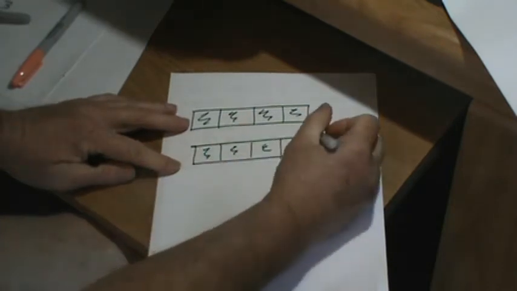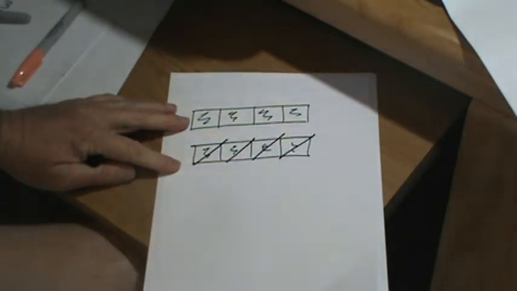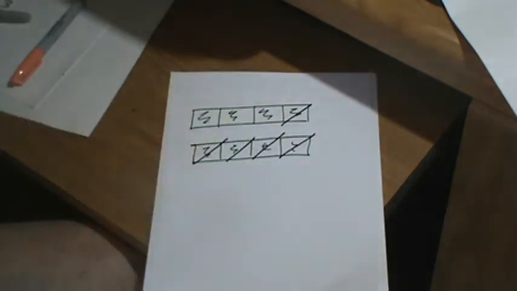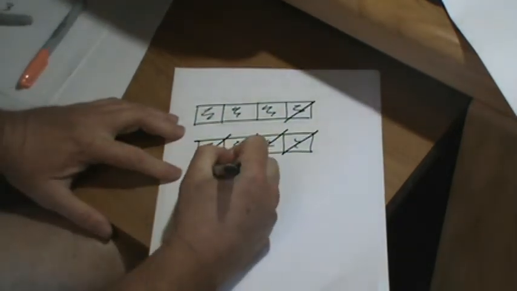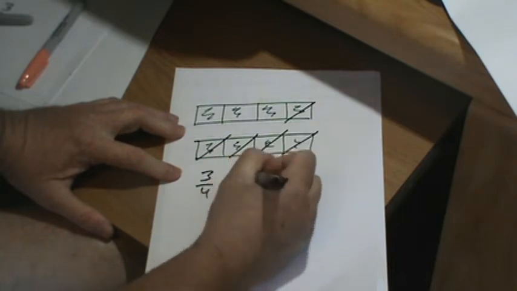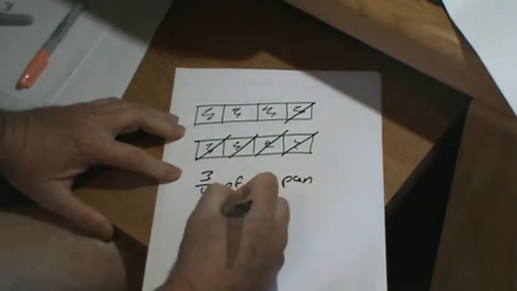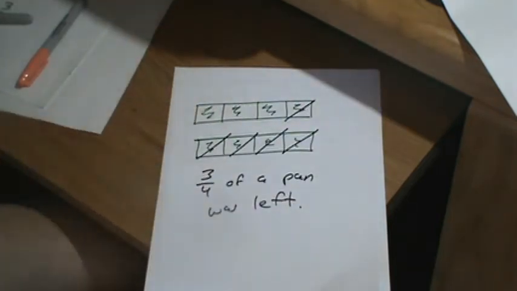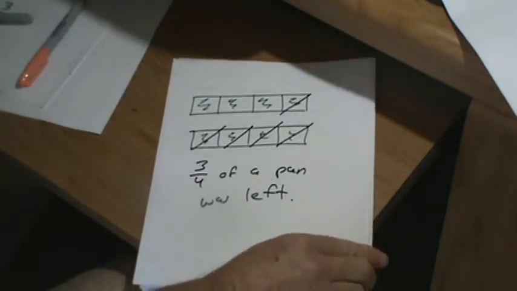So we can just go like this. We cross out 1 pan, and then we cross out 1/4, and look, 3/4 of a pan. So 3/4 of a pan was left. And I guess the baker got to take him home and give him to his wife and children.